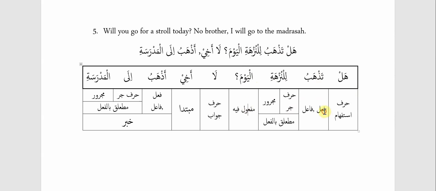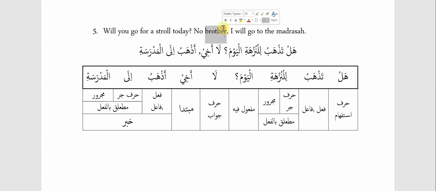It is your object, for a time and place, and it is attached to tadhabu. Alright, so once again you have your fi'l fa'il. Your fa'il is contained in this. It is anta, it is you. Then للنزهة is harf jar majroor, which is going to be متعلق بالفعل, connected to your fi'l, and your al-yawma is maf'ul fi, for your time and place. Throw in your harf istifham, and you have هل تذهب للنزهة اليوم؟ Will you go for a stroll today?